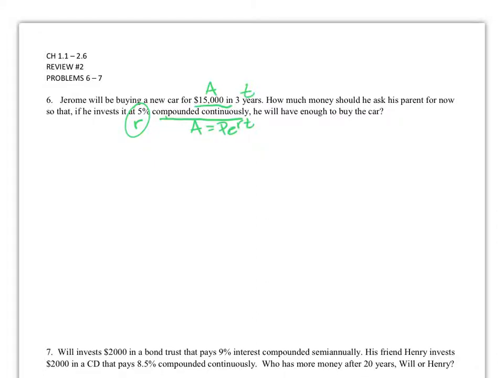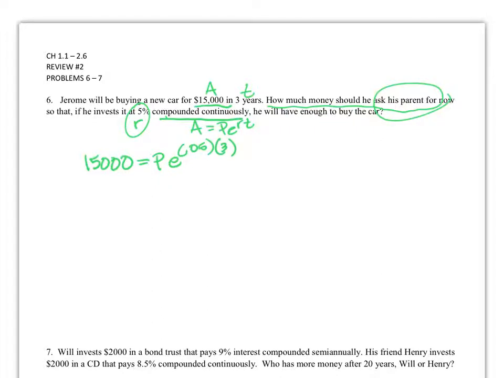So again, we want to make sure we look to see what the question is asking. So his question is, how much should he ask his parents for, to see if he could come up with that money in 3 years? So we know the A. We are trying to figure out that amount he needs. And our R is the 0.05. And our time is 3.